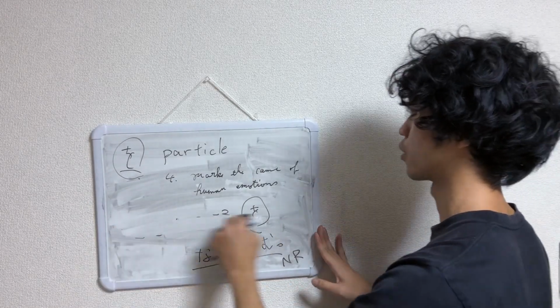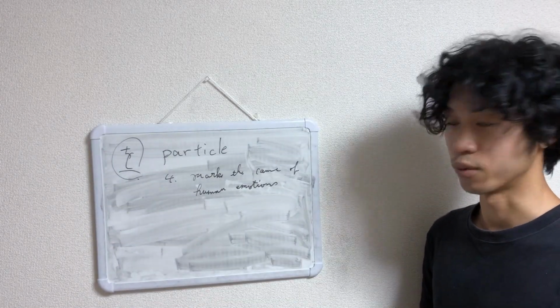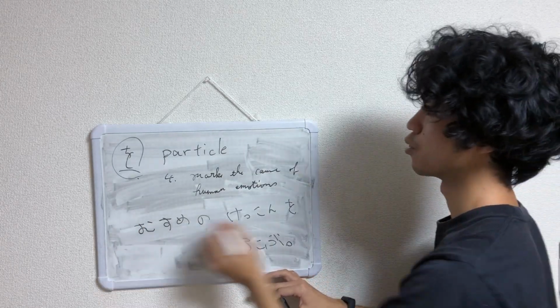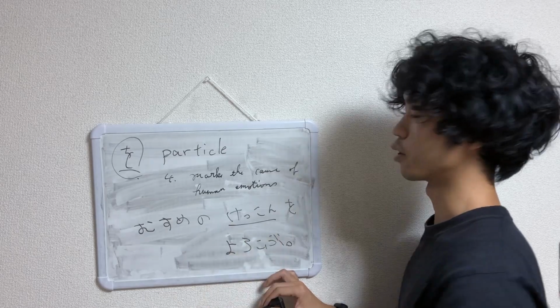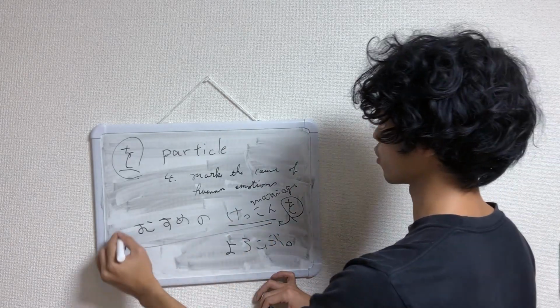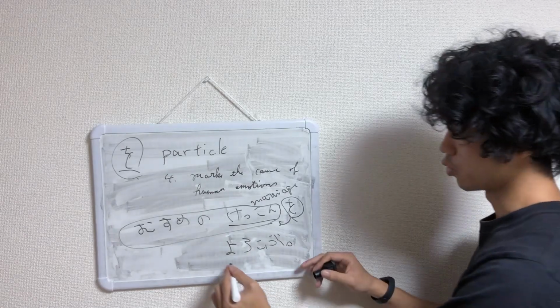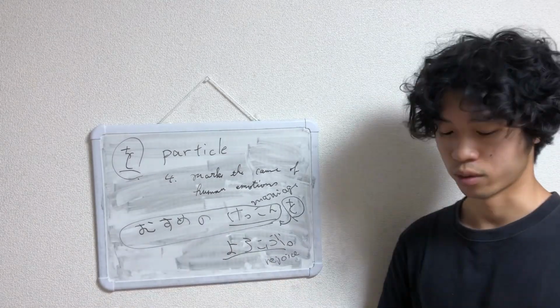O. 娘の結婚を喜ぶ. 娘 is daughter. の結婚, marriage. O here indicates this, right? Marriage of a daughter. Now what is this? It's an emotion. Rejoice. So just be happy about my daughter's marriage.